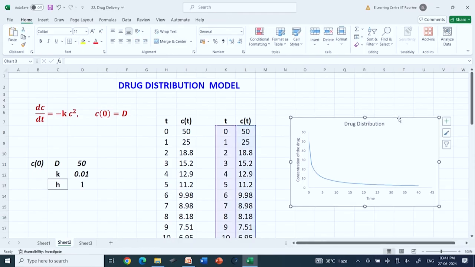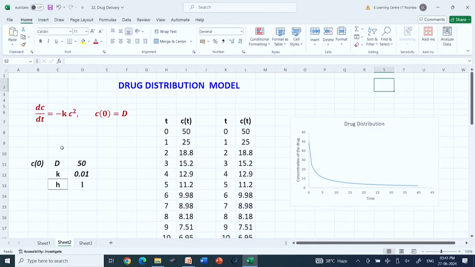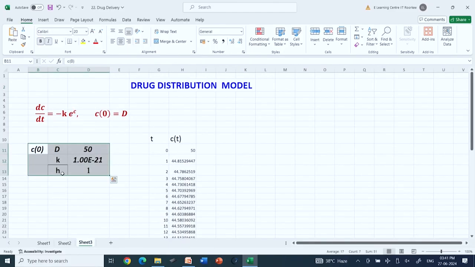So, this is the figure, the graph which you get from the equation dC/dt equal to minus kC square, where the law has changed from minus kC to minus kC square. Let us now look into the other equation where you have dC/dt equal to minus k times e to the power C. The initial concentration is 50. However, the value of k we have taken very, very small. Otherwise, because of the function e to the power C, the concentration reaches 0 very, very fast. So, that is why such a small k we have taken.